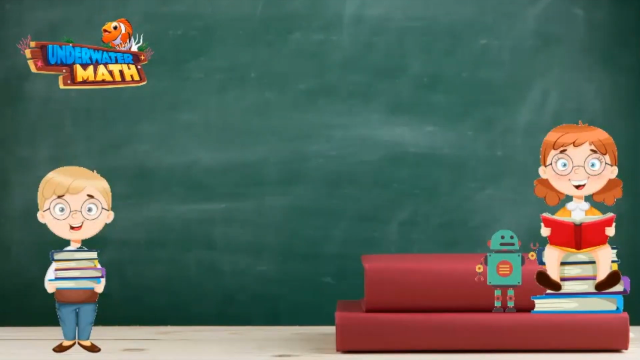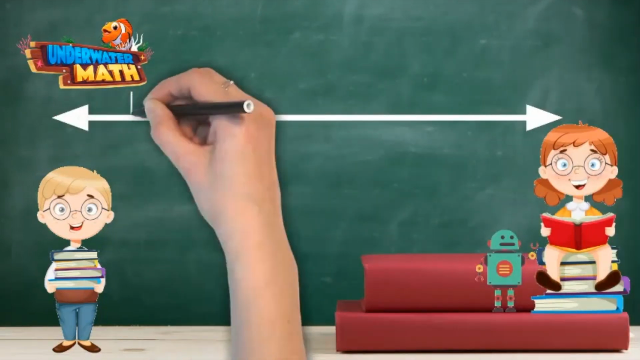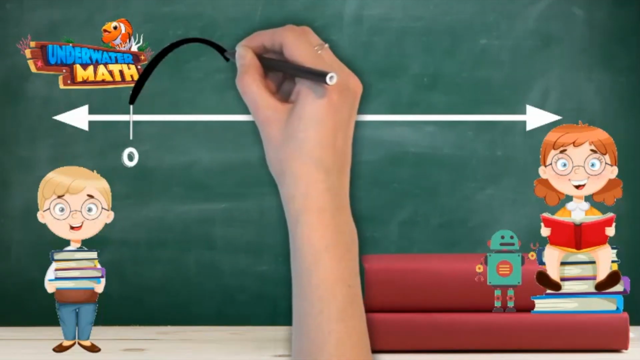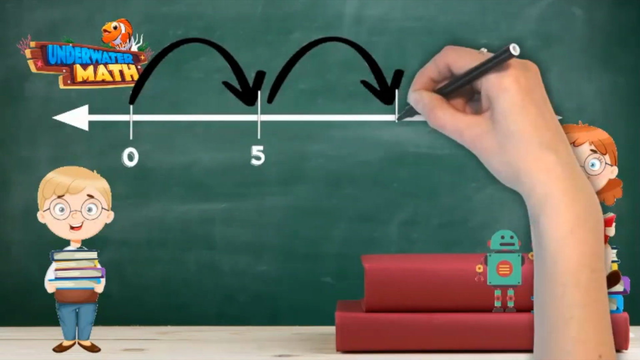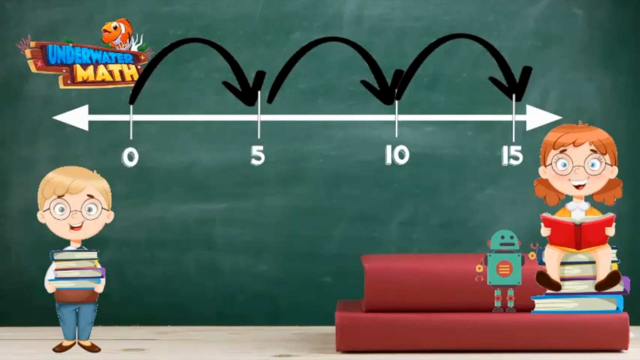Time to skip count by 5s. Check out this number line starting at 0. When we skip count by 5, it means we are counting up by 5 each time. Here we start at 0. 5 more than 0 is 5. 5 more than 5 is 10, and 5 more than 10 is 15. Our skip count goes 0, 5, 10, 15, and so on if we continue down the number line.